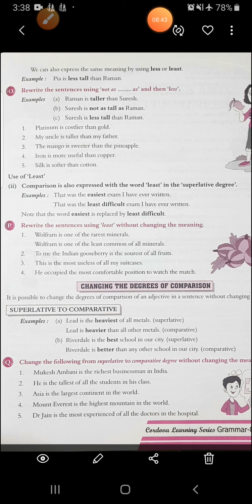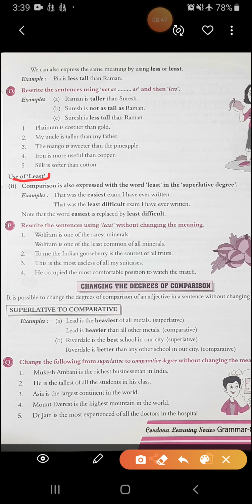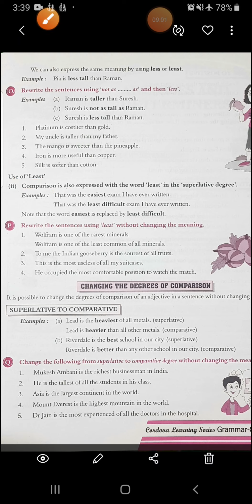Now see here, the use of least we have to do. What is there in this exercise is comparison, that is what we are doing. Comparison is also expressed with the word least in the superlative degree. So when there's superlative degree, we can use the word least also.